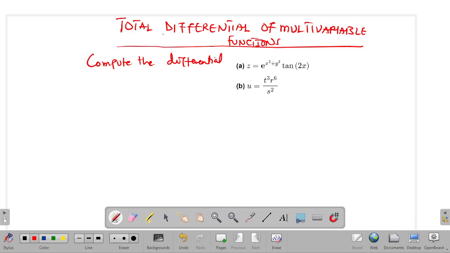In this lesson, I'll be taking you through how to compute the total differential of a multivariable function. I have two problems to illustrate it to you. Please stay put, watch this video so you understand the flow.